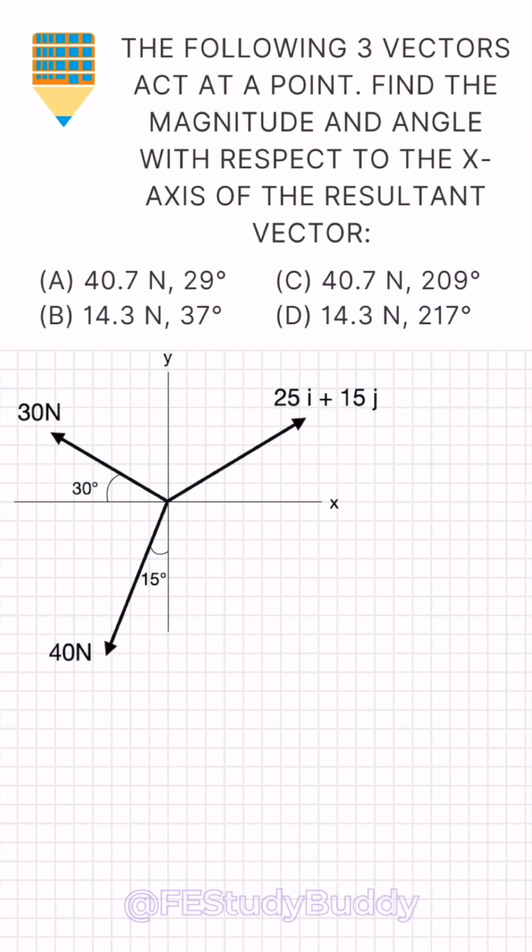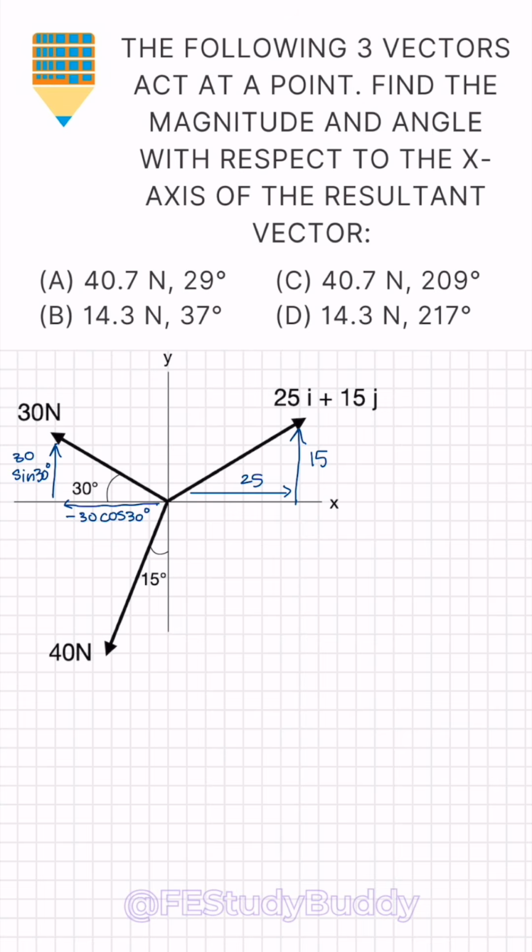To start, break down our 3 vectors into their x and y components. For our first vector, we have 15 in our y direction and 25 in our x direction. For our second vector, in the y direction, we are opposite our angle, so we have 30 sine of 30 degrees. And in our x direction, we have negative 30 cosine of 30 degrees.